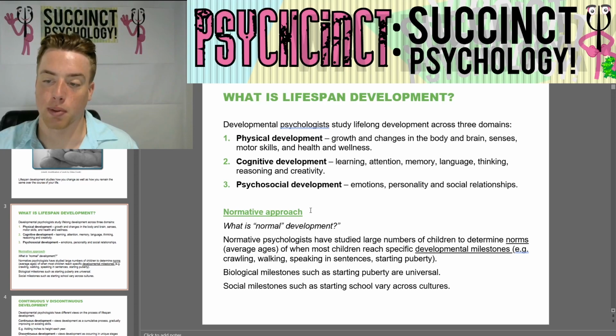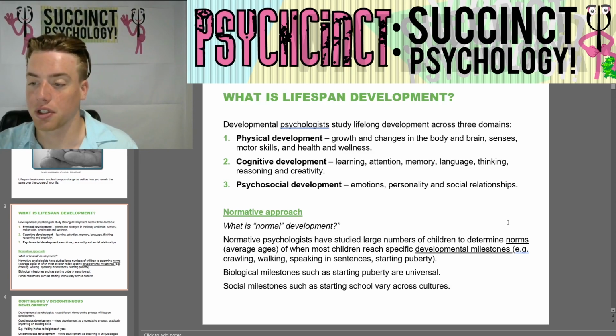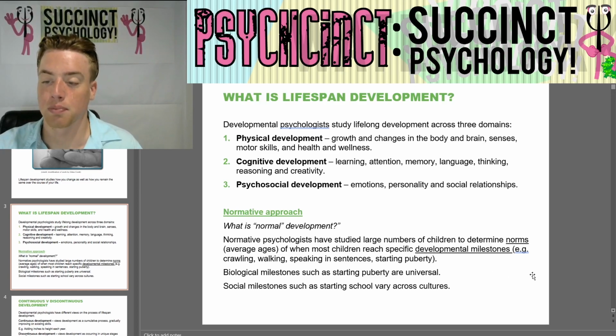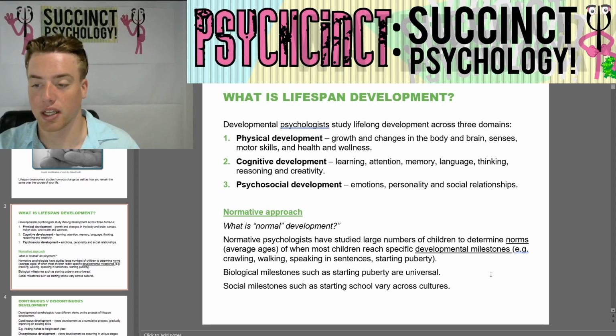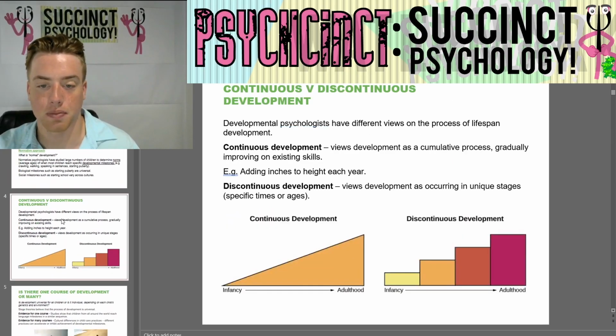So, the normative approach. What is normal development? Normative psychologists have studied large numbers of children to determine norms, or average ages, of when most children reach specific developmental milestones. For example, crawling, walking, speaking in sentences, starting puberty. Biological milestones, such as starting puberty, are universal. Everybody goes through puberty. And social milestones, such as starting school, vary across cultures. It's not all the same.